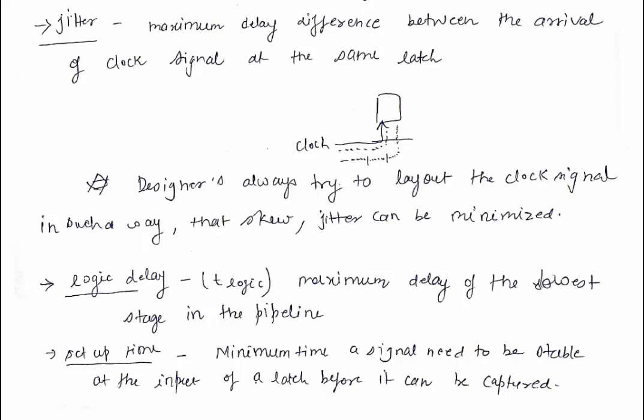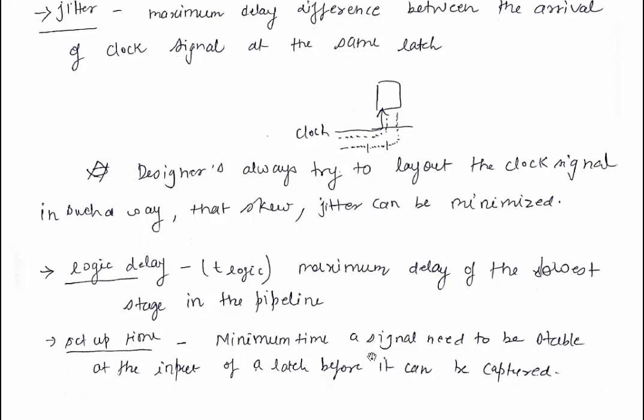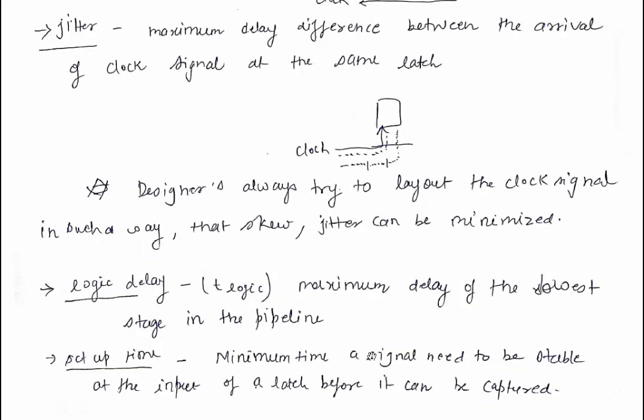And setup time is the minimum time a signal needs to be stable at the input of a latch before it can be captured. So when you activate a clock, the signal must be stable, and only then will your latch capture it. So setup time is the minimum time taken by the signal to get stable so that the latch captures it.